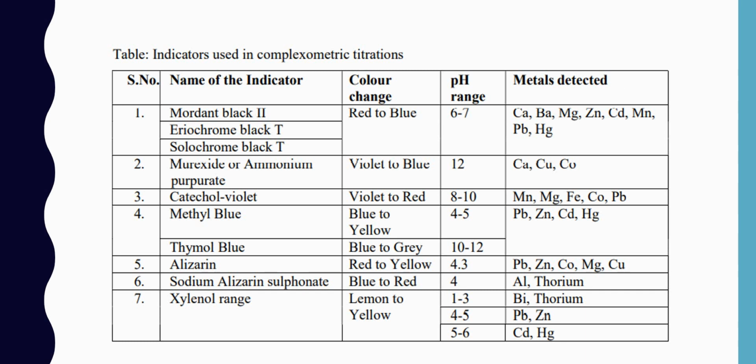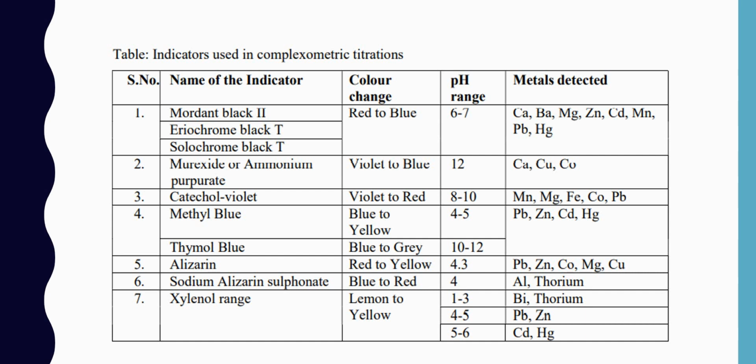Indicators used in complexometric titrations. Here is a table showing which indicators are used in complexometric titration. The name of the indicator, first one is Mordant Black 2, color change from red to blue, used in the pH range 6 to 7, and metals detected are mentioned here. Eriochrome black T and Solochrome black T are also for the same. Next is murexide or ammonium purpurate, color change violet to blue, pH range is 12.